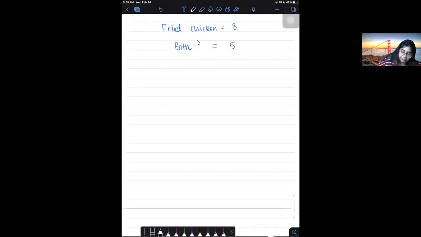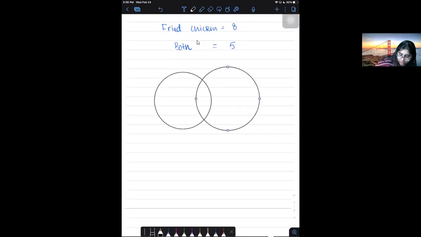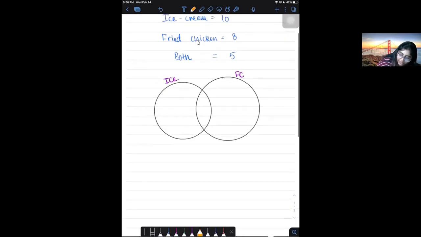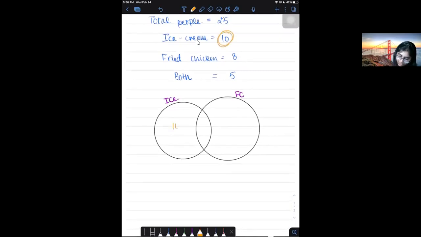So now let's make a Venn diagram, if I can. Okay. So let's denote this one to be ice cream and this one to be fried chicken. Now that means that the total for ice cream we have is 10, so we have 10 people over here. Then we have 8 for fried chicken, so we have 8 people over here. And then we also have both, which is 5. So where should 5 go?